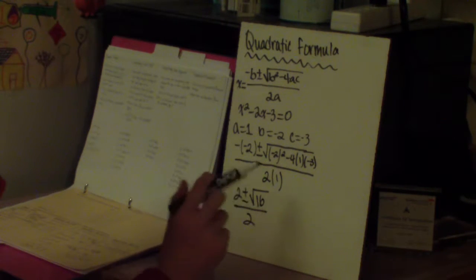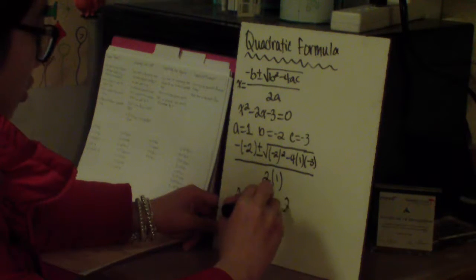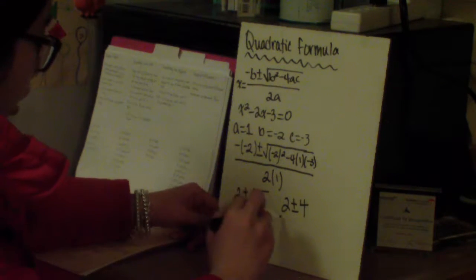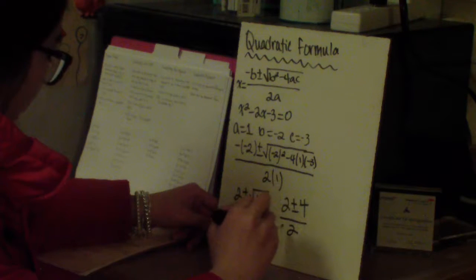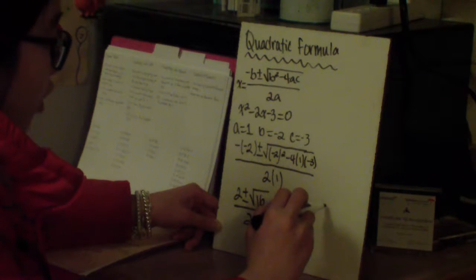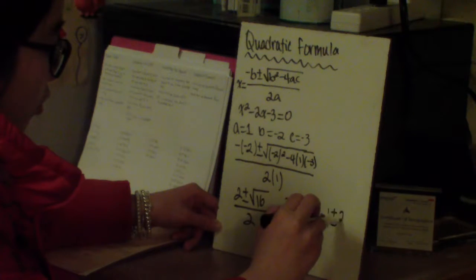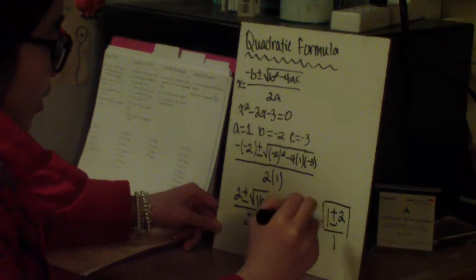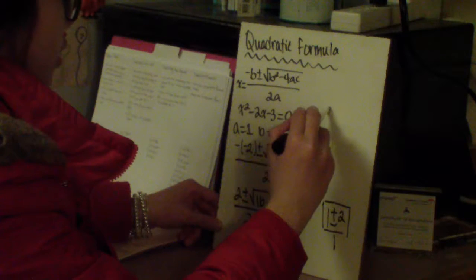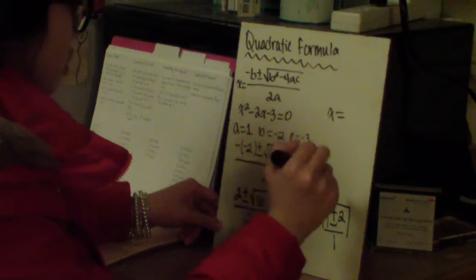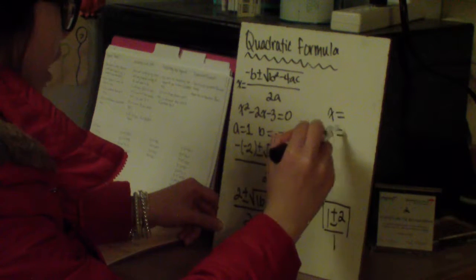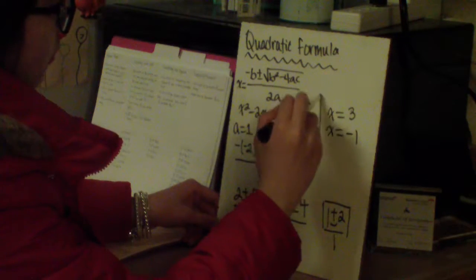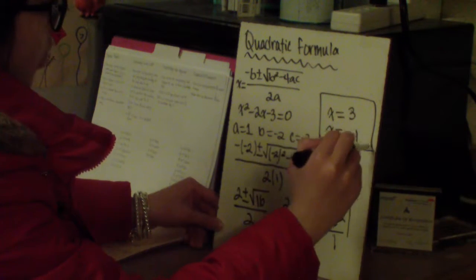And you could simplify this. When you get the square root of 16, you get 4. Well, the square root is gone now, so it's 2 plus or minus 4 over 2. You could simplify this again to actually 1 plus or minus 2 over 1. But you don't need the over 1 anymore, so you just get this. So that's what x equals. So we know that x equals 1 plus 2, and 1 minus 2. So x equals 3, and x equals negative 1. So these are the answers for this function.